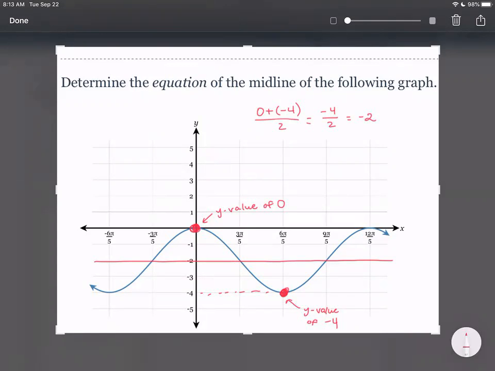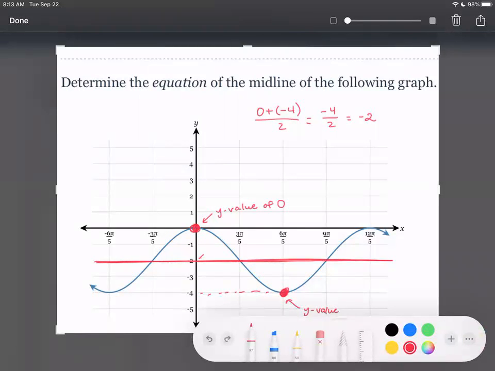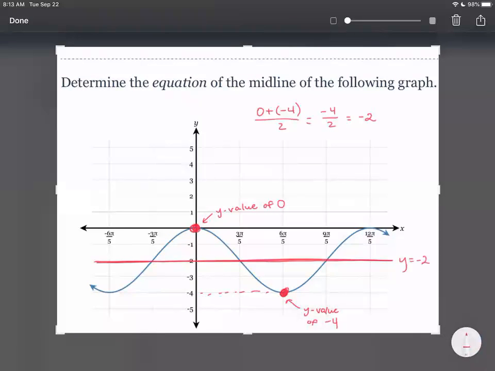And if you look at where I drew this horizontal line right over here, you can see that it is at the height of -2. See? So our equation for this line is y equals -2. And once again, if you cannot just visually see where the midline is, then what you can do is take the y value of the top, the y value of the bottom, and average them so that you can get the y value of your midline.